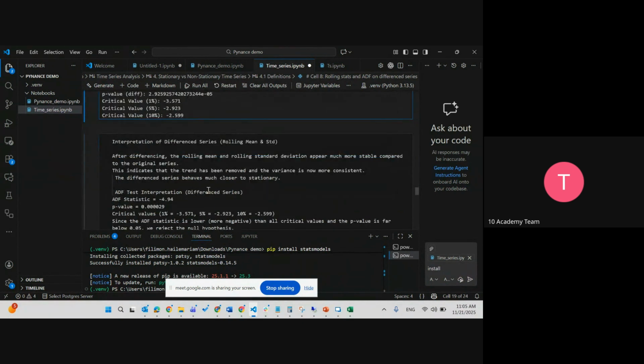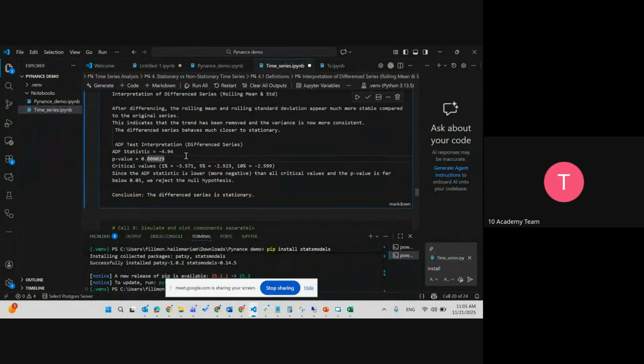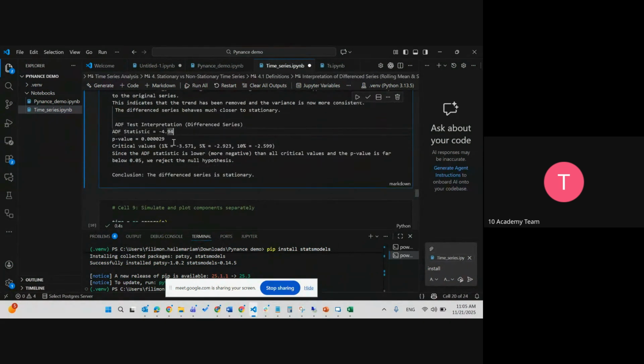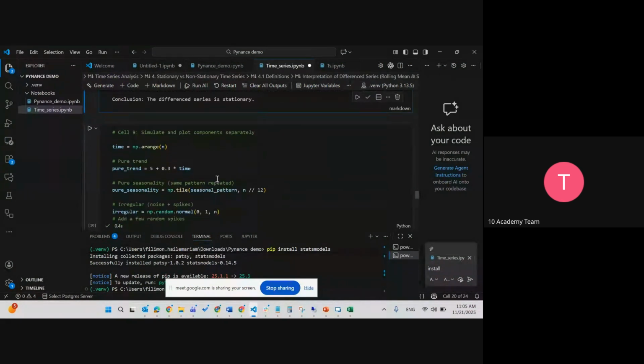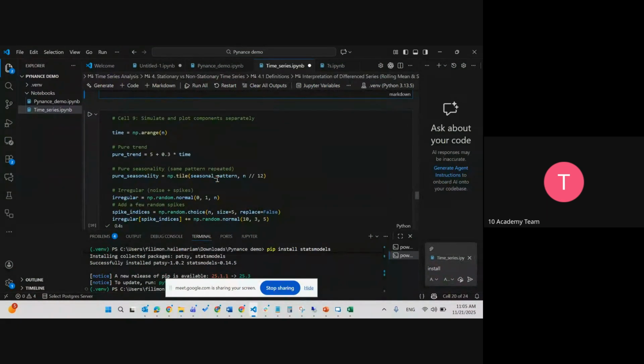You can read on it here, put all the descriptions here. The ADF is like negative 4.94. The p-value is 0.00029. So this is definitely less than 0.05, so this is stationary data. Also, since the ADF statistic is lower, more negative than all critical values, and the p-value is far below 0.05, we reject the null hypothesis. So this is stationary data. This is how you do the calculation and know if the data is stationary or not.